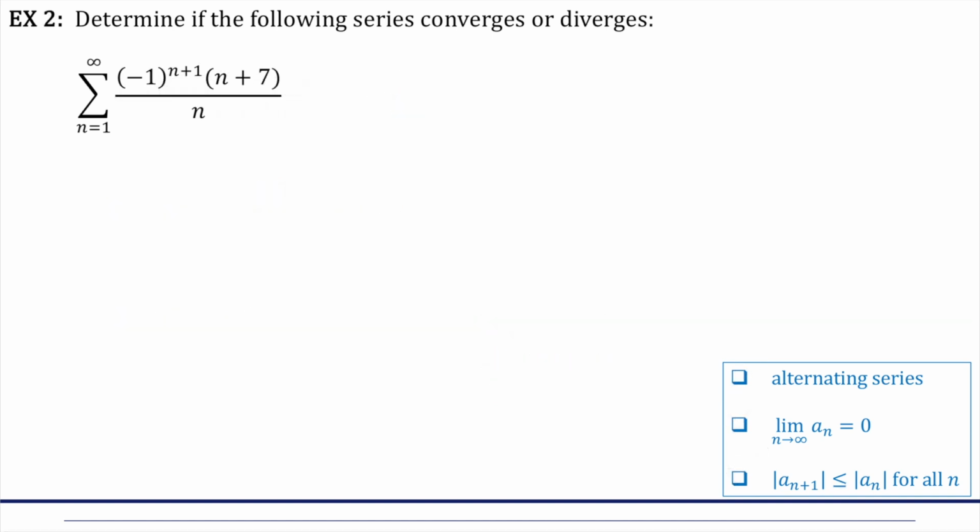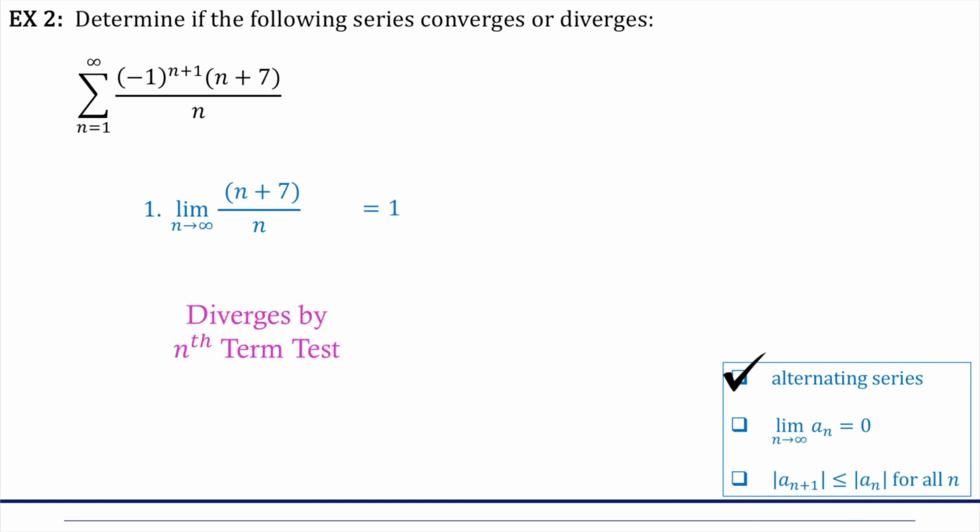Do we have an alternating series? Yes, we do. The limit as n approaches infinity of a sub n, does that equal 0? No. Okay, so this diverges by the nth term test, and that's the end of that problem.